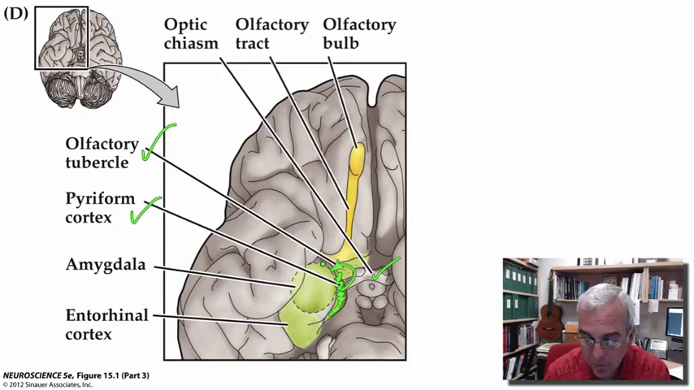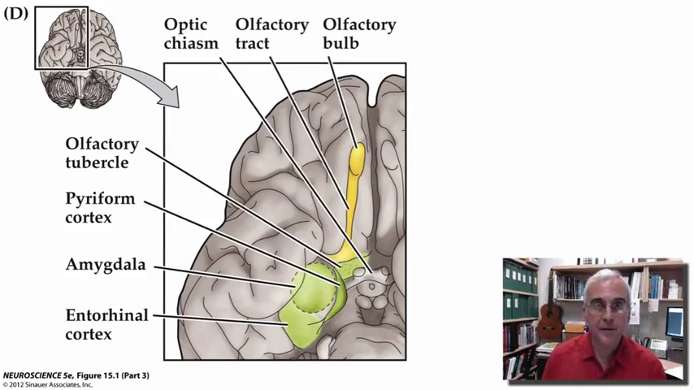Well, that leaves us with the rest of this medial parahippocampal gyrus, and that's where we find the cortical divisions of the amygdala and the entorhinal cortex, which receive the inputs from the mitral cells of the olfactory bulb.